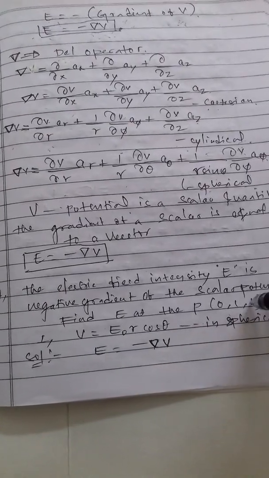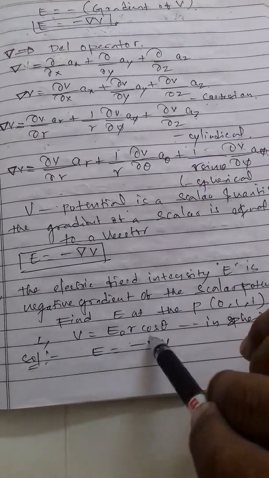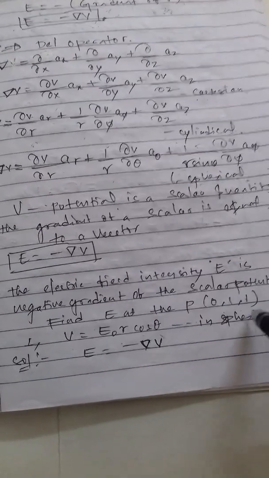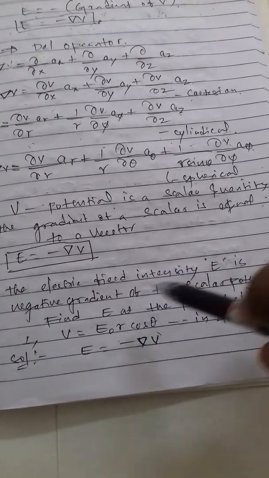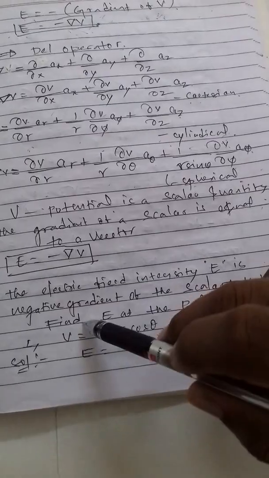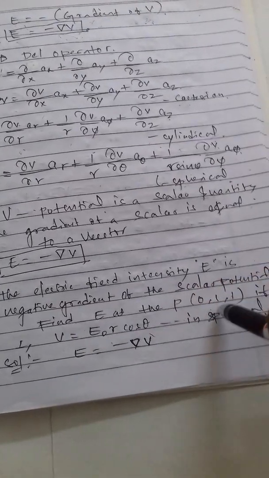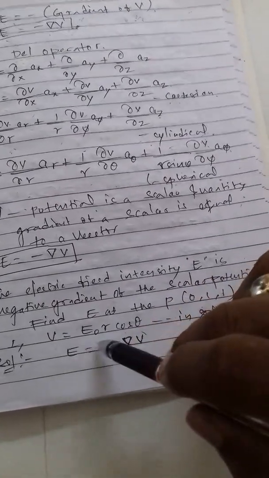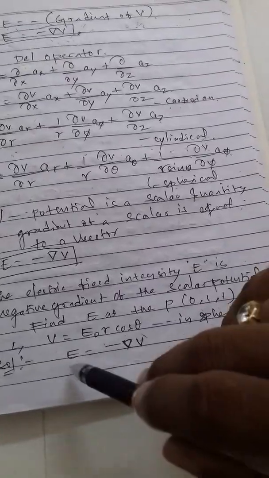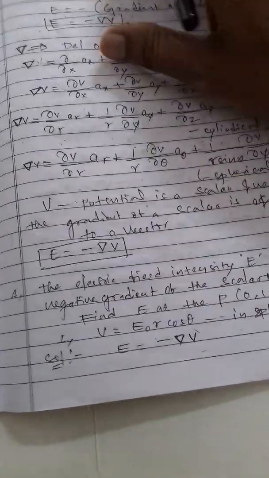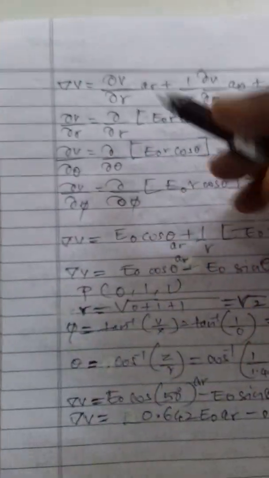Find E at the point (0, 1, 1), where V is equal to E naught r cos theta in the spherical coordinate system. Find E at these points. If V is equal to E naught r cos theta in spherical coordinates, E is equal to minus del V. The potential is given, and you have to determine the electric field.